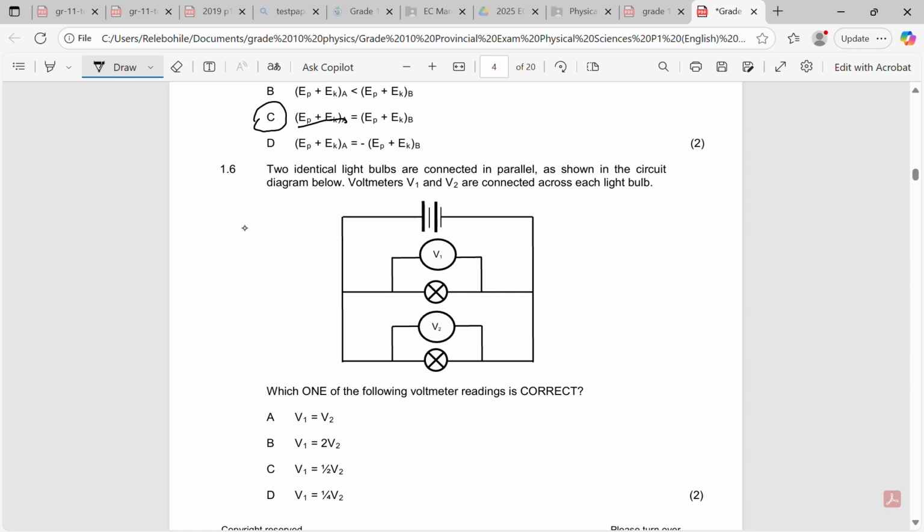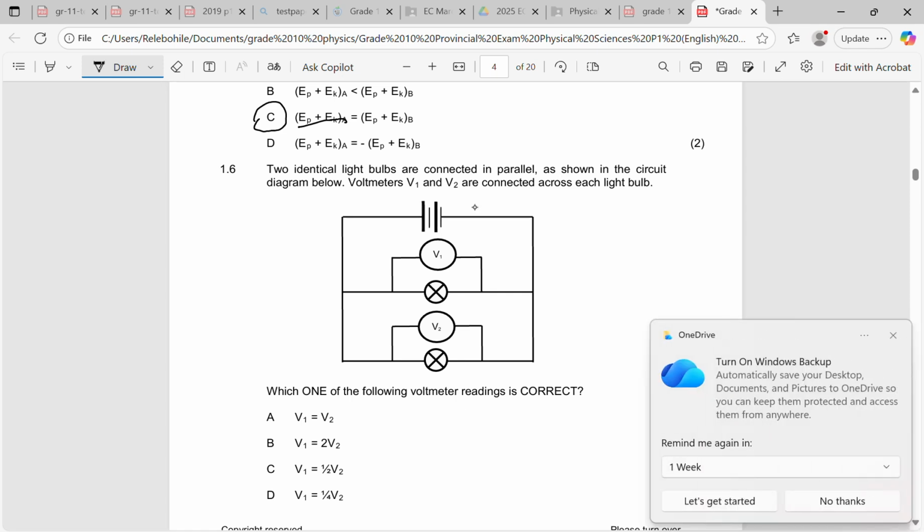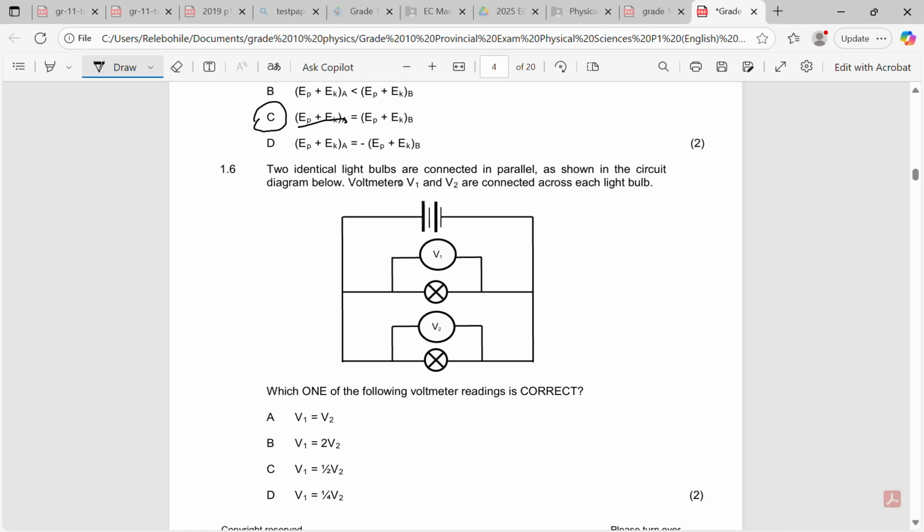And then we go to 1.6. It says we have two identical light bulbs which are connected in parallel as shown in the circuit diagram below. Okay, voltmeters V1 and V2 are connected across each light bulb. Then they say which one of the following voltmeter readings is correct. Guys, we know that in a parallel circuit, the voltage is the same across all the resistors that are connected in parallel. So the voltage here would be equal to the voltage here.